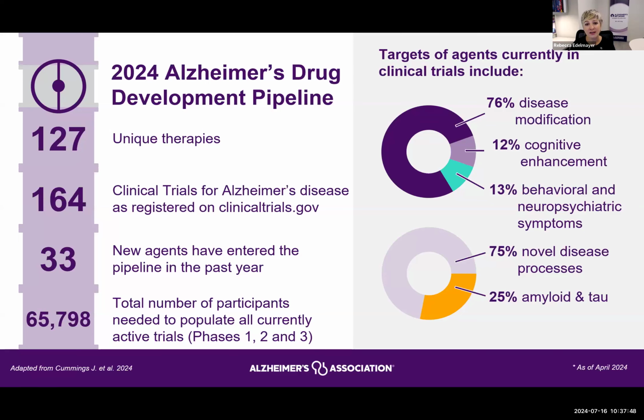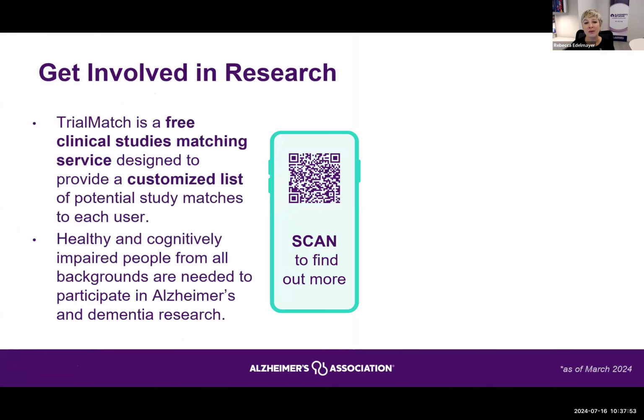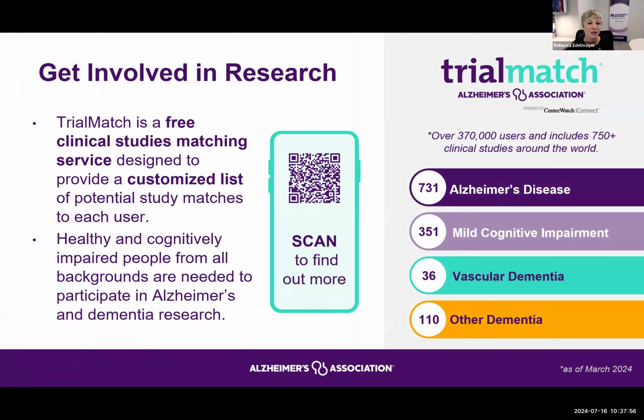They are the ones that allow us to make progress in research and in treatment. For those of you who are listening today and might be motivated to participate in research, I want to encourage you to look for clinical studies that might be a fit for you. The Alzheimer's Association provides something called Trial Match. It is a clinical trials matching service. It's free to you, and it can help you look at a customized list of potential studies, maybe based on your location or the type of dementia you are interested in.